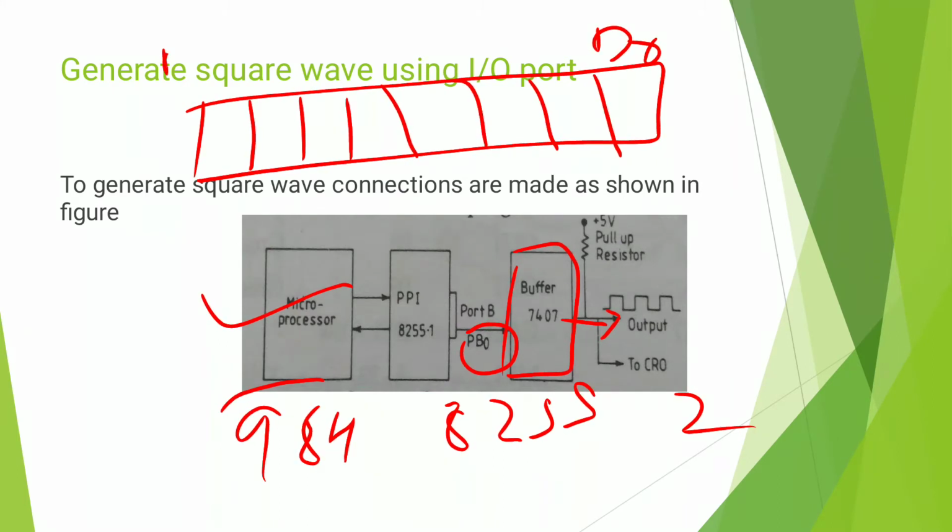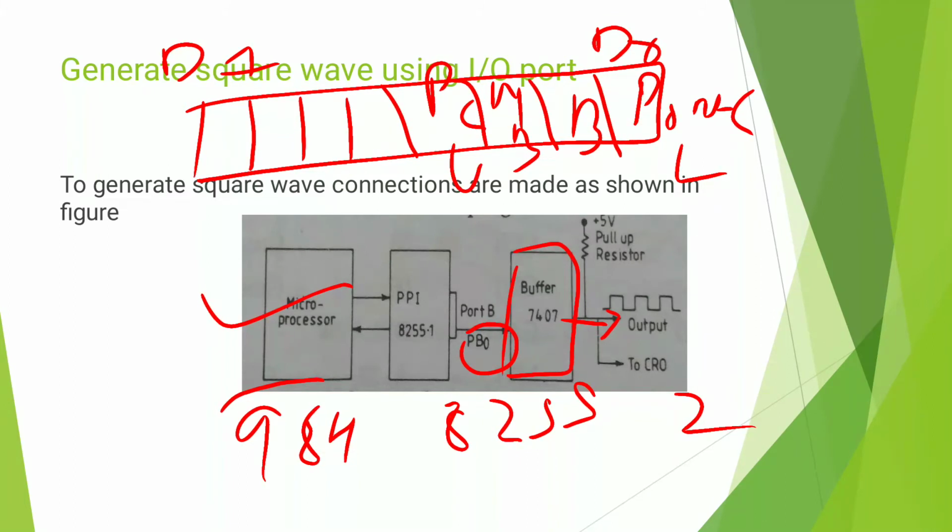D0 to D7. This is for port C lower part. This is for port B. This is for mode selection for port B. This one is port C upper. This is port A. This is the mode selection for port A. This is the mode set flag. So this one is 90.